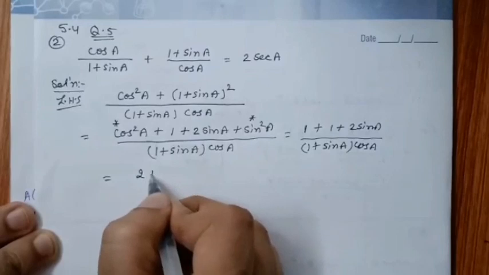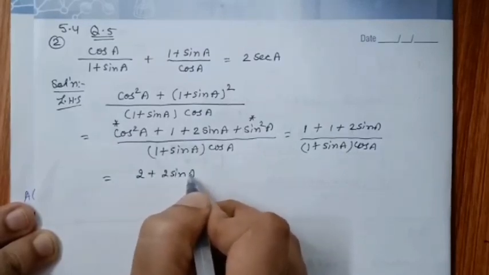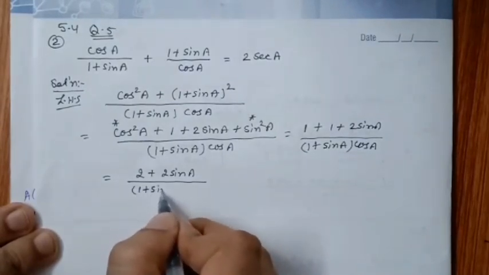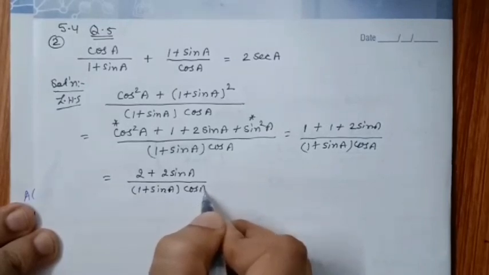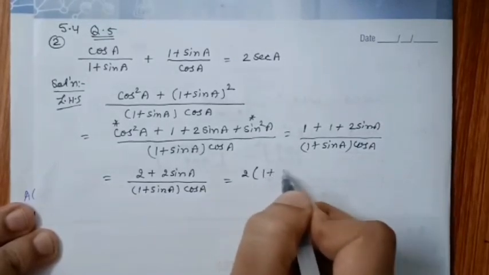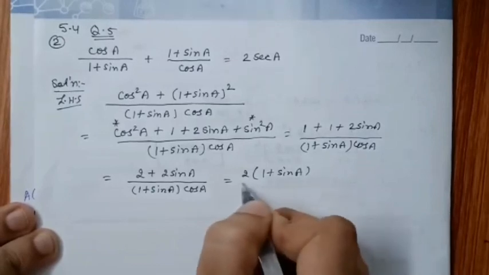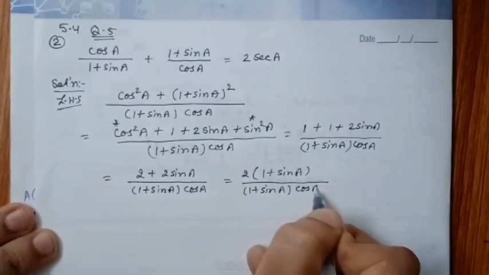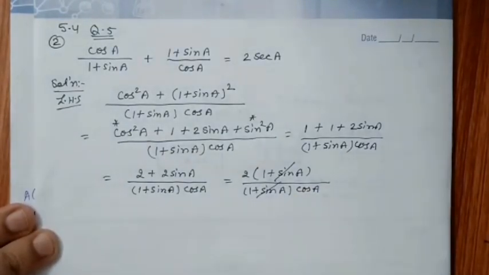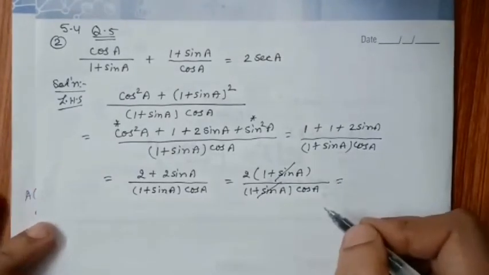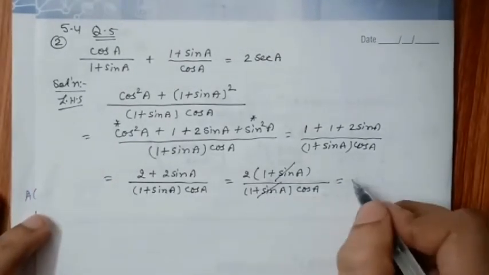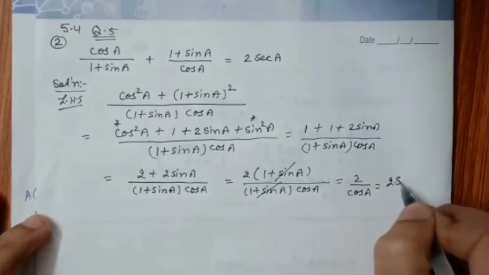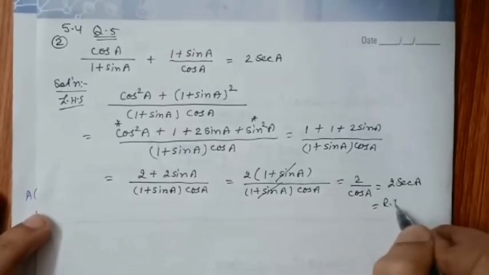So 1 plus 1 is 2, plus 2 sin A upon, here down what will come? Denominator 1 plus sin A into cos A. 2 take out common, 1 plus sin A. Okay, down see, 1 plus sin A into cos A. 1 plus sin A and 1 plus sin A cut. Okay, so what will remain? 2 upon cos A, okay. 2 upon cos A, what can we write it as? That is 2 sec A, and this is your answer.